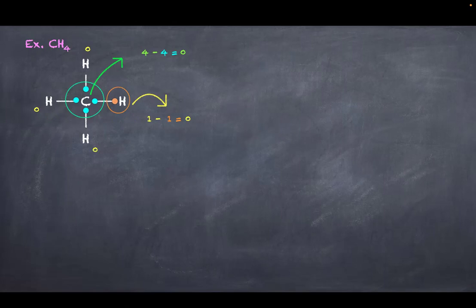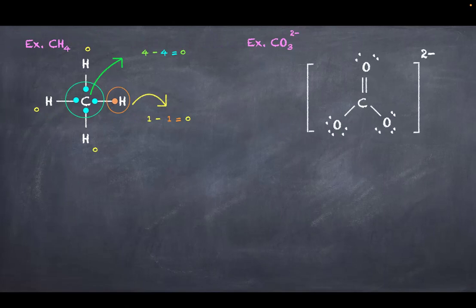Let's take a look at another example, CO₃²⁻. The first step is to draw the Lewis structure. After drawing, we can take a look at each atom individually. This oxygen belongs to group 6, so it's supposed to have 6 valence electrons. Minus, after bonding, we see there are 7 electrons on oxygen's side. So 6 minus 7 would be minus 1. The oxygen on the left is in exactly the same situation, so it's going to be minus 1 as well.